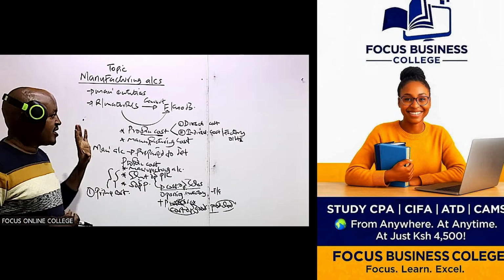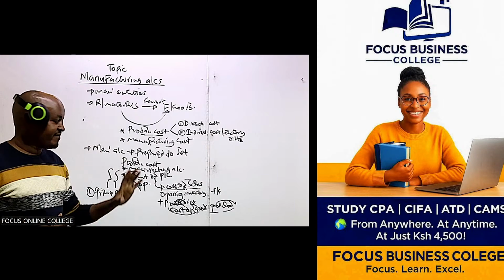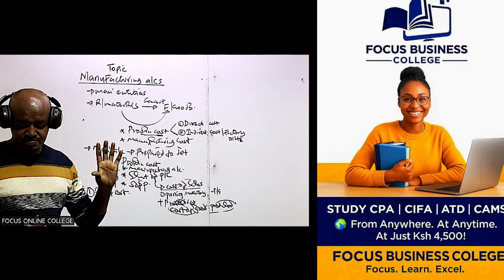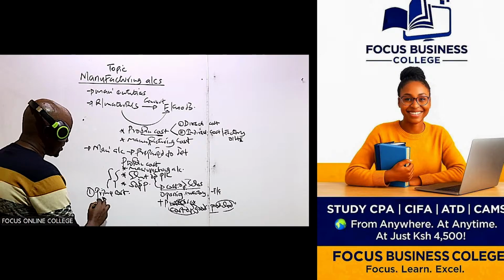So therefore, the costs which are incurred in a production process are classified into two. Now, coming back to this, when we talk about the prime cost, basically it is the total.